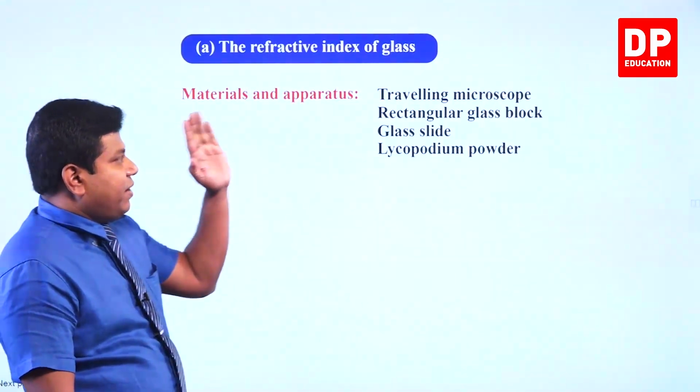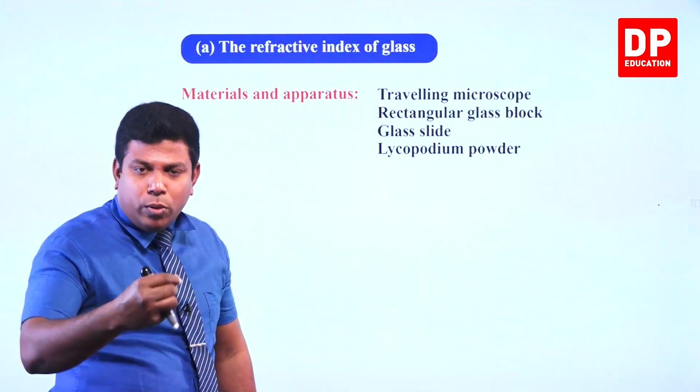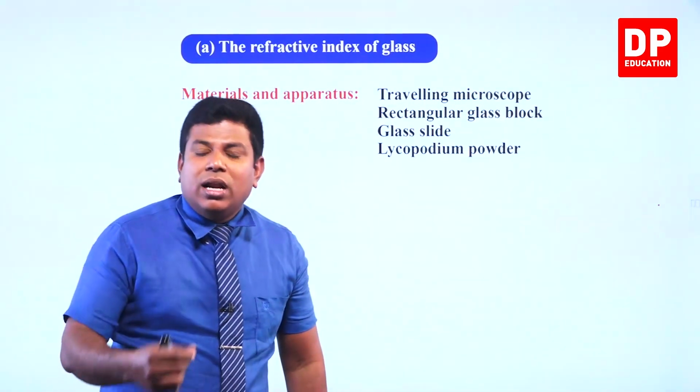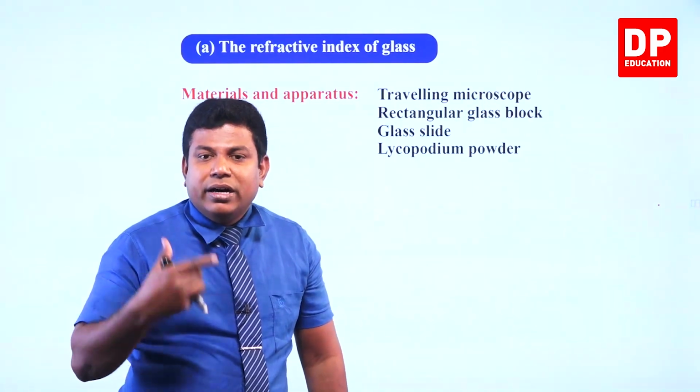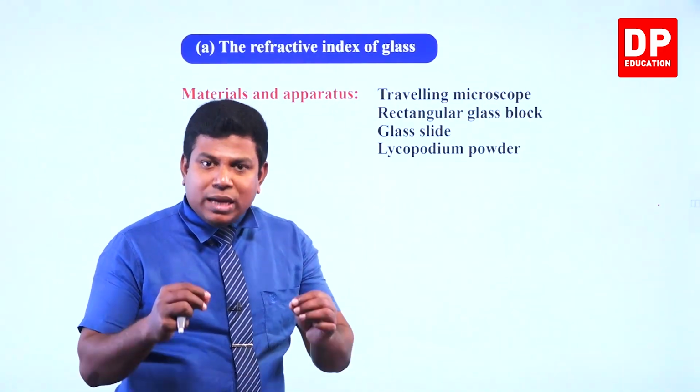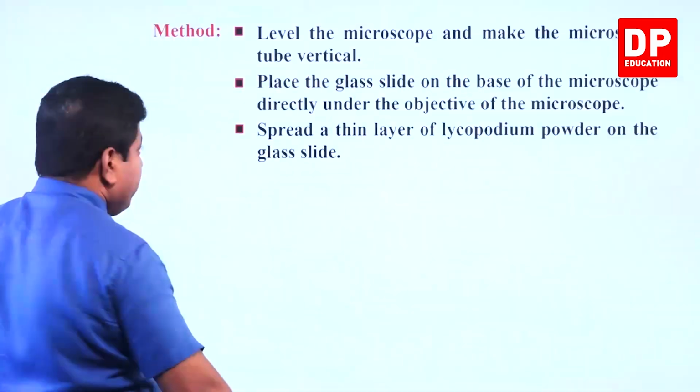First, we will find the refractive index of glass. What are the materials and apparatus required? You need a travelling microscope. We will see how to use the travelling microscope. Rectangular glass block, a glass slide, and lycopodium powder. Lycopodium powder is a light yellow color powder which can be easily seen from the microscope. So, we use that powder to focus on the powder and get the images.